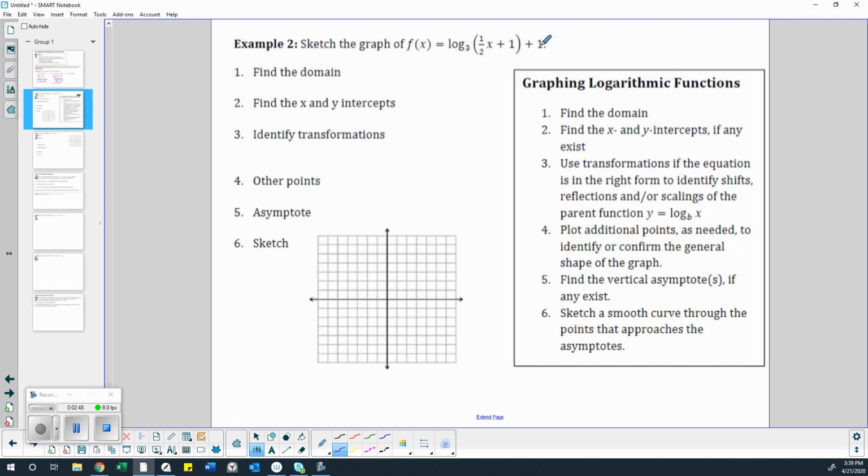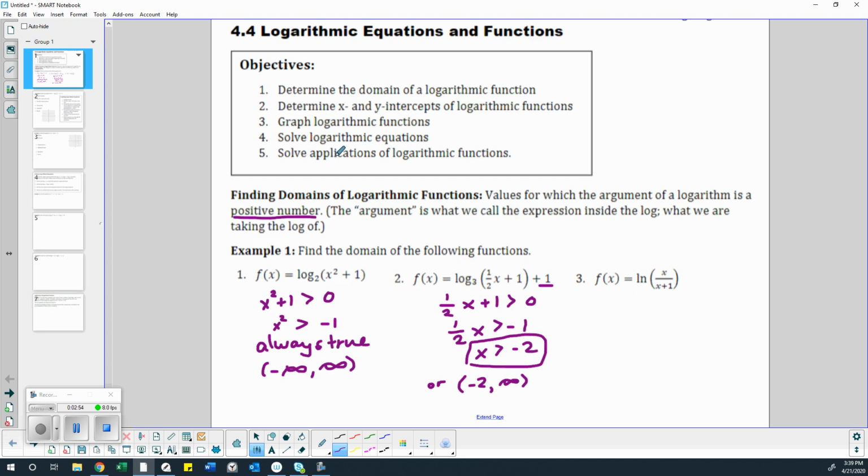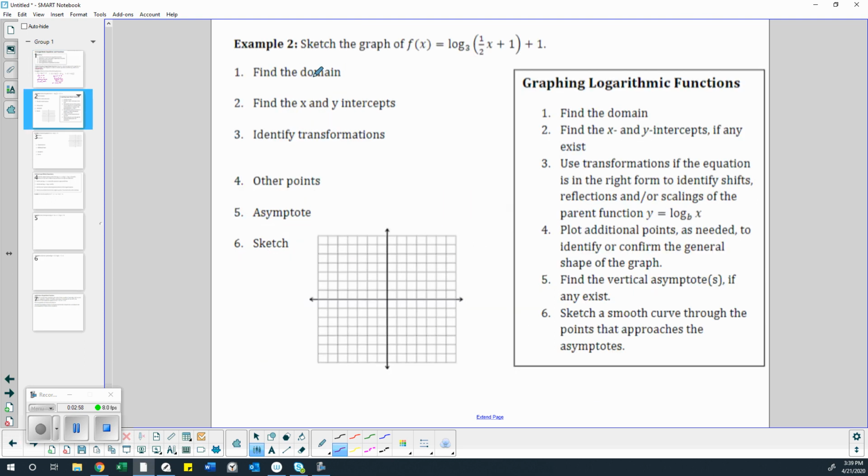Okay, moving on, we're going to do example 2. We're going to sketch the graph of this function that we saw in example 1. This was our second problem right here. So let's go ahead and find the domain, which we already did in the last problem. We found out it was negative 2 to infinity. Let's find the x and y intercepts. So found the domain, find the x and y intercepts.